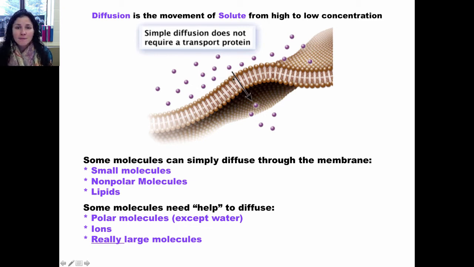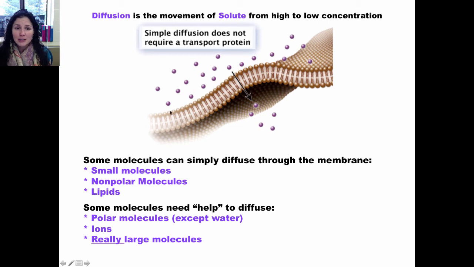Small molecules can fit in between the cracks of the cell membrane, as long as they're not ionic or very polar. So most small molecules can fit in between the cracks. Molecules like oxygen, nitrogen, gases, carbon dioxide, and water. Even though water is polar, it can fit between the cracks, and it's not polar enough to prevent it from diffusing through a membrane. Other things that can diffuse through membranes are nonpolar things, because nonpolar things have no problem getting through the nonpolar barrier of the membrane.